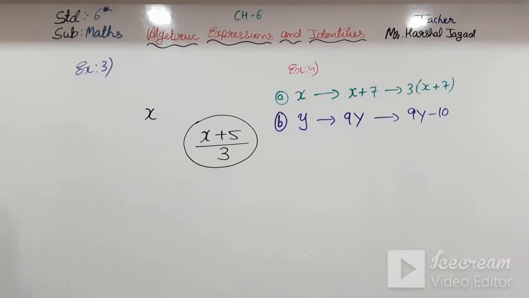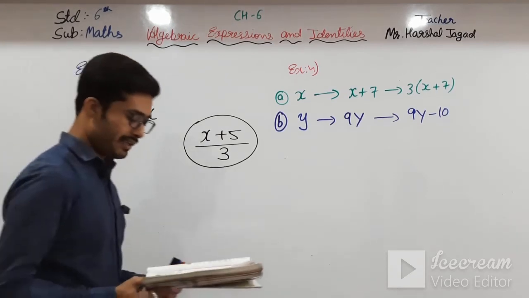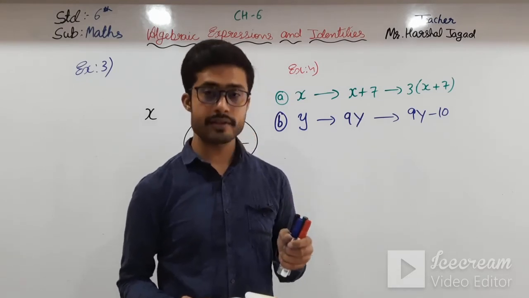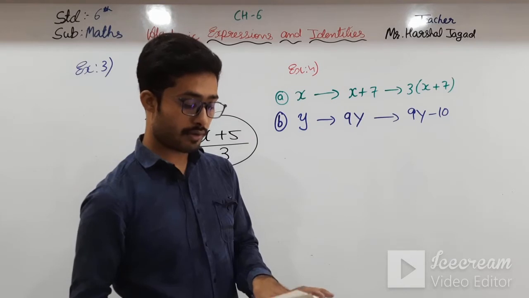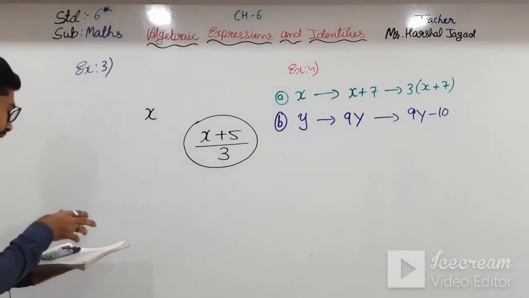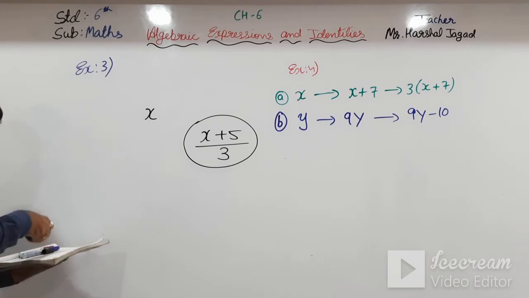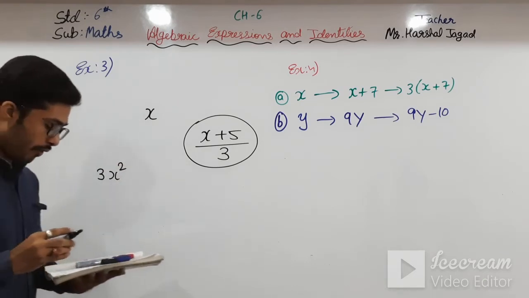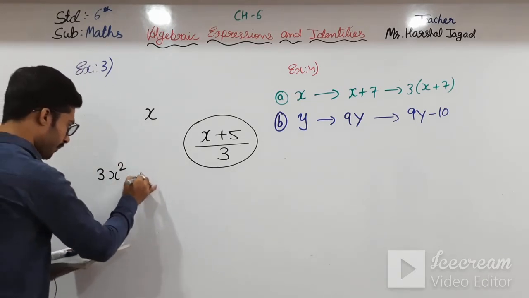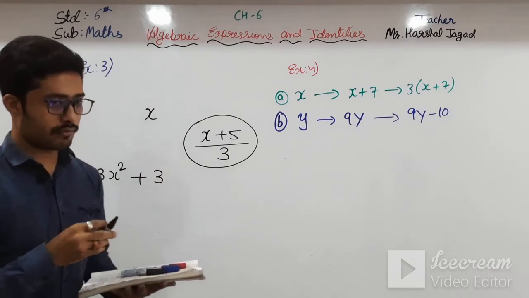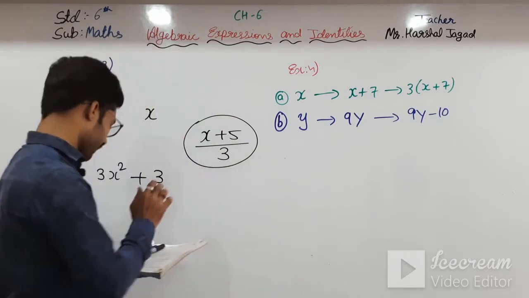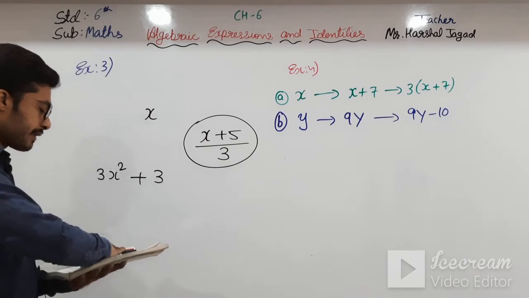So our next topic is simplification of algebraic expressions. We see here the three terms are given: constants, coefficients and power. So first of all, what is constants? If I take a term, I have taken 3x square plus 3 over here. First of all, what is constant, what is coefficient and what is power? Okay students, we will see that.